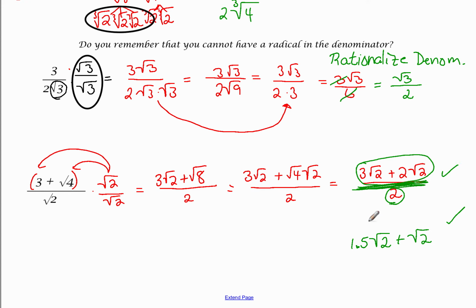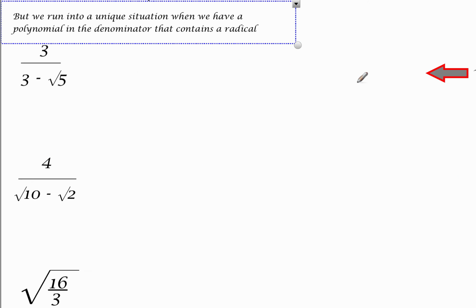Now you may be looking and going, oh my gosh, that's a lot. Hey, this is all review. You should know it. Here's the new stuff. We run into a unique situation when we have a polynomial in the denominator that contains a radical. In this case, we have a binomial.